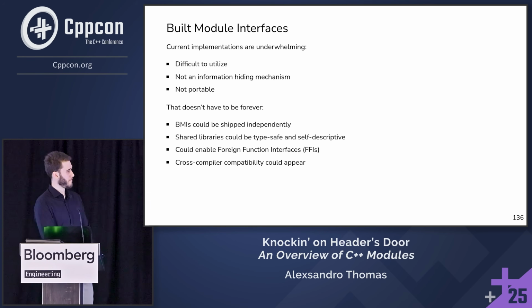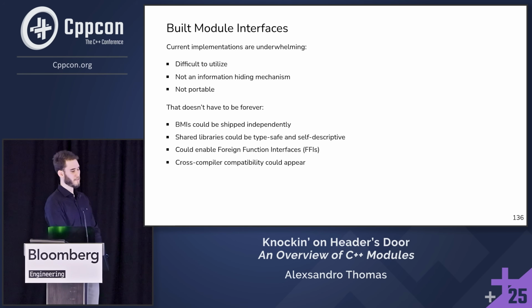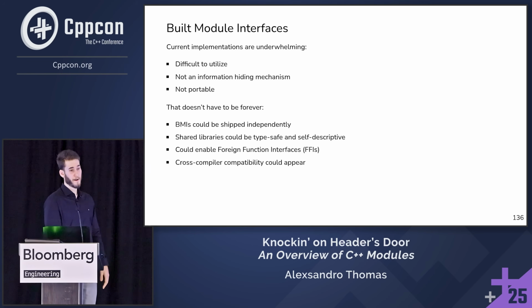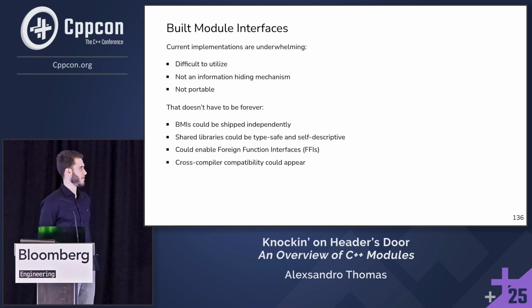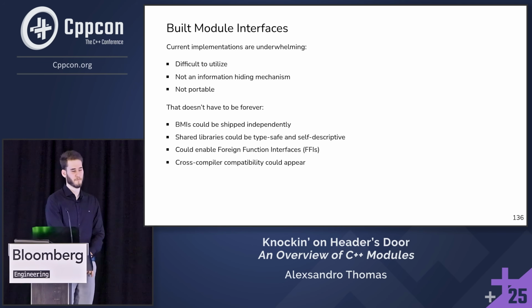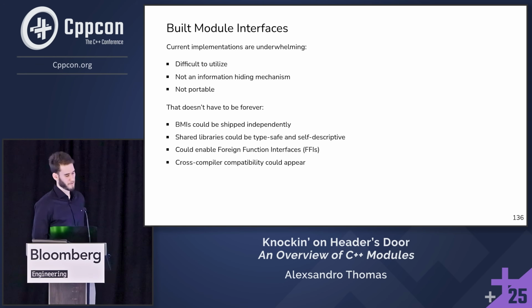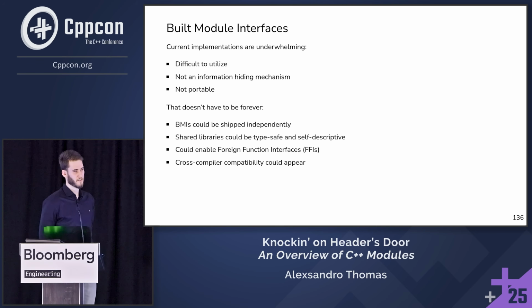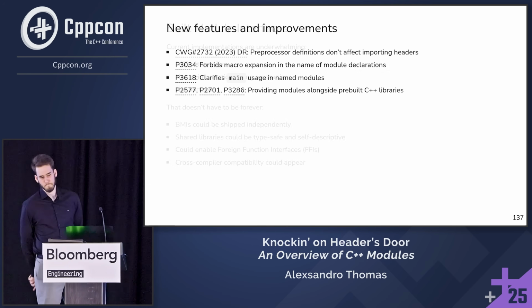You could also enable very easily something like foreign function interfaces to work. So you could have, for example, Python taking a look at the built C++ library and just being able to immediately hook into those functions without you having to build a wrapper on top of that. And also you could have your cross-compiler compatibility. That's not something that has to be set in stone, has to be different forever, so we just need a little bit more shared work.